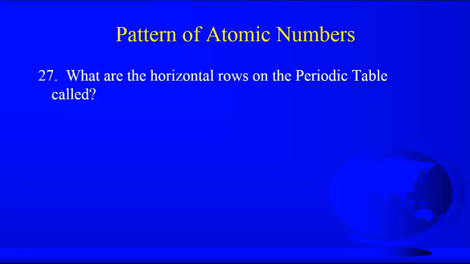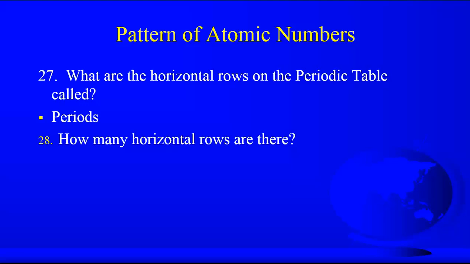All right. What are horizontal rows called on the periodic table? Anyone remember from middle school? Horizontal. Jeffrey. What? No, they're not called groups. Columns. They're called periods. Periods.